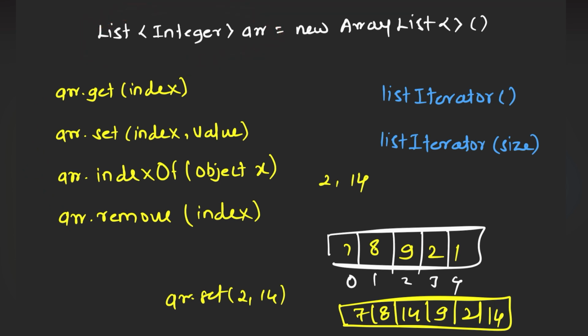Now the question comes, Pramod, what do these two functionalities mean? That is, listIterator and iterator.